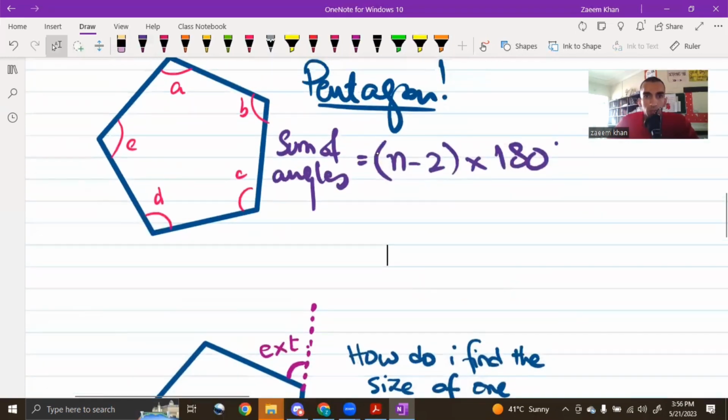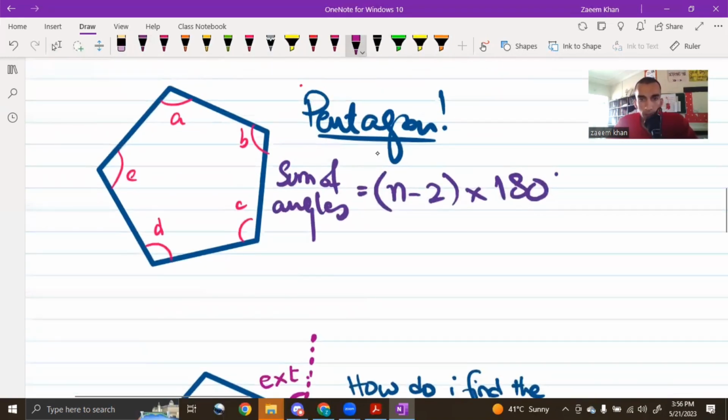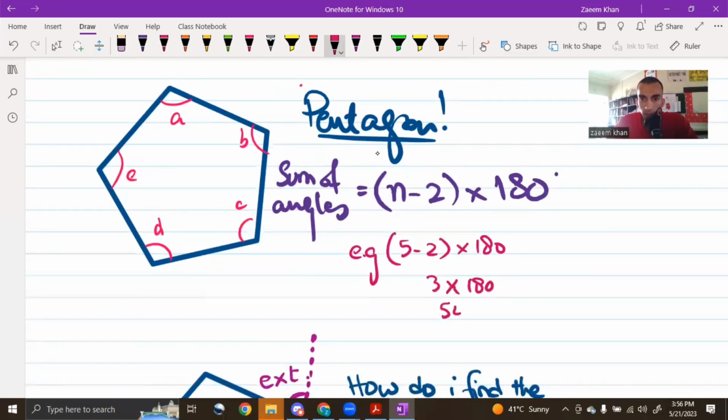How many sides do we have in a pentagon? Five. If I were to find the sum of angles, I'm just going to plug in 5 over here. 5 minus 2, into 180. That's 3 into 180. And that happens to be how much? 540.